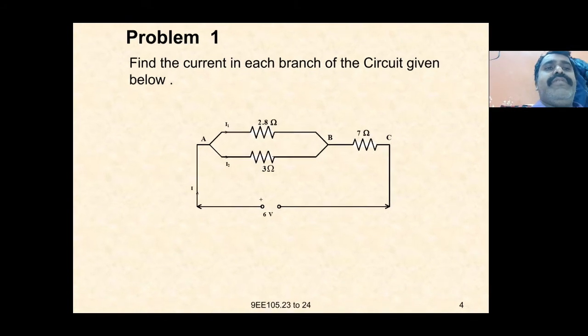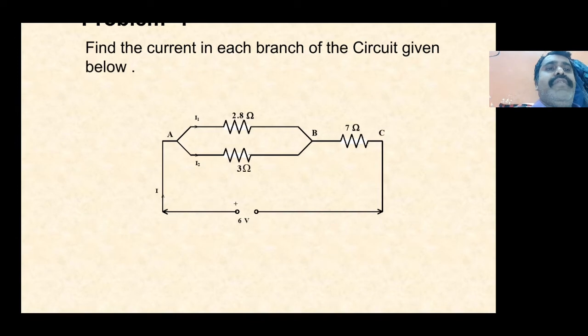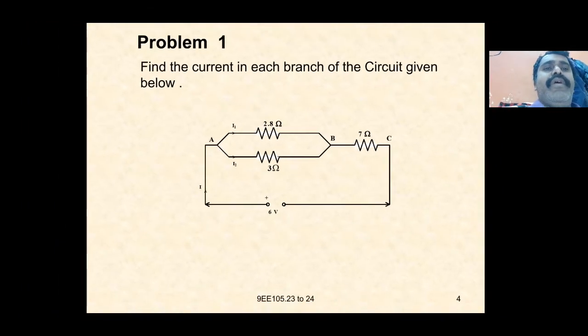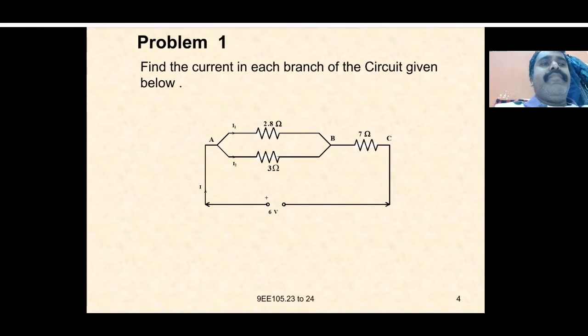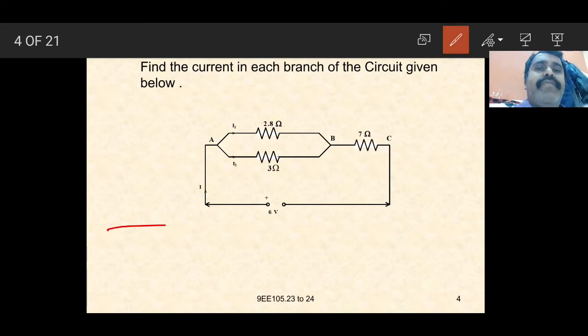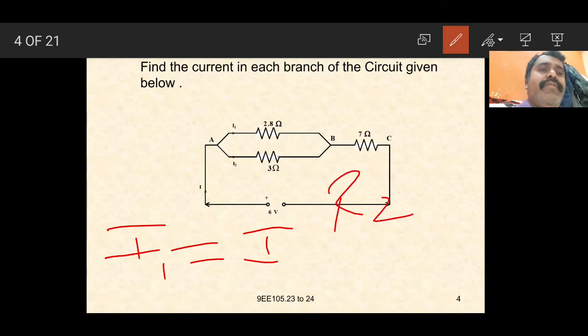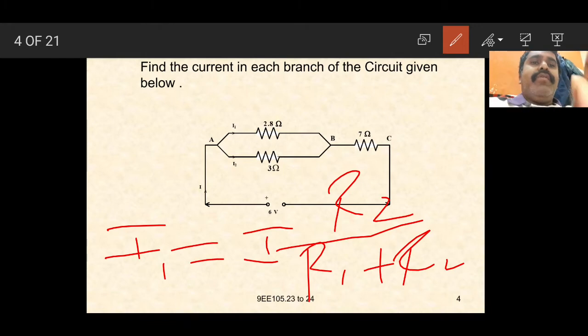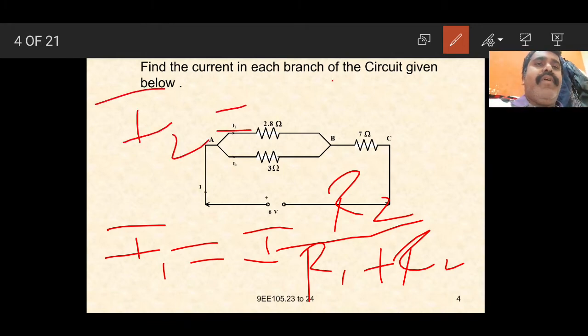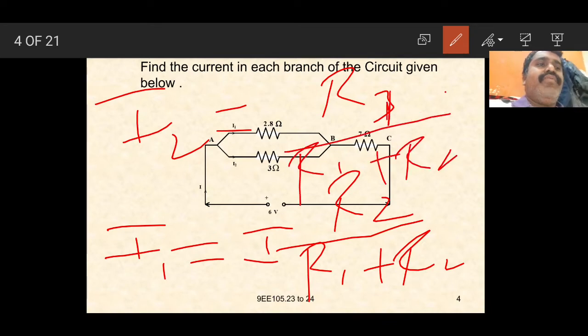The two resistors are connected in parallel, where a 7 ohm resistor is connected in series with these two parallel resistors, where the voltage is applied and the current flows. Here we can write the formula: I1 is equal to I into R2 by R1 plus R2. Then I2 is equal to I into R1 by R1 plus R2 amperes.